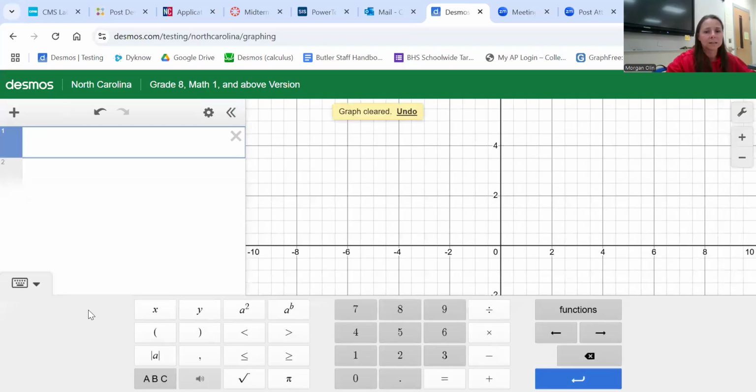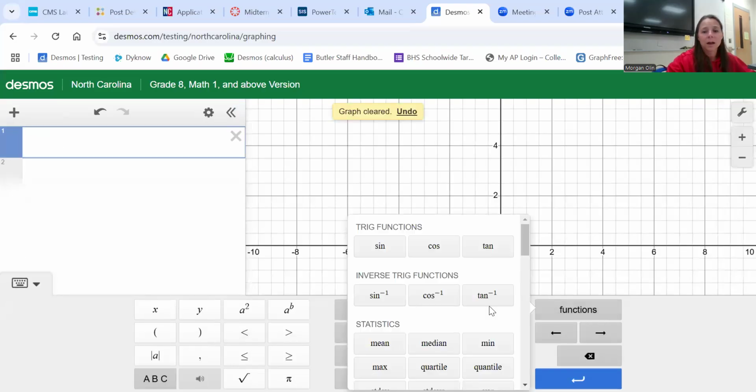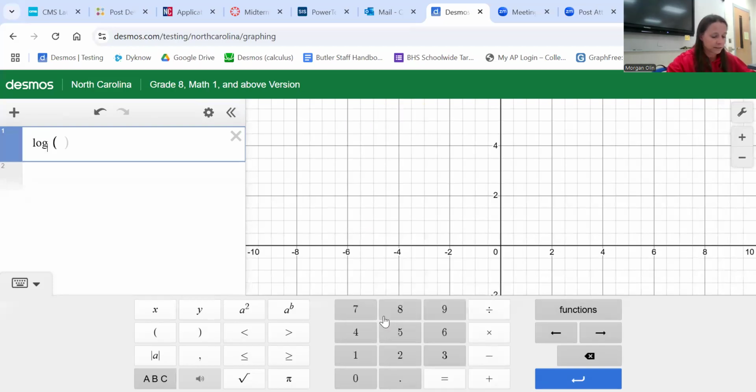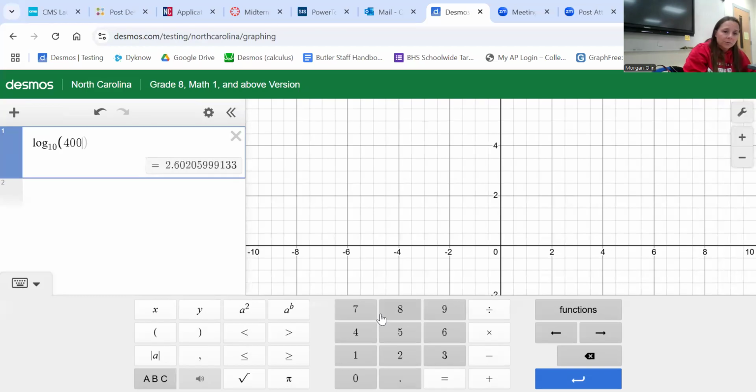Okay, if I'm using Desmos, I go to function. I scroll down to where I see log base. So log base. Okay, I go put 10 in. And then I put, and make sure you arrow over so you're inside this parentheses. If not, it's not going to work out. 400. Okay, and so round to 3 decimal places.